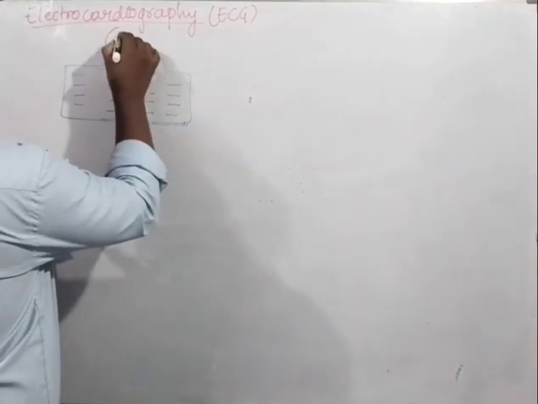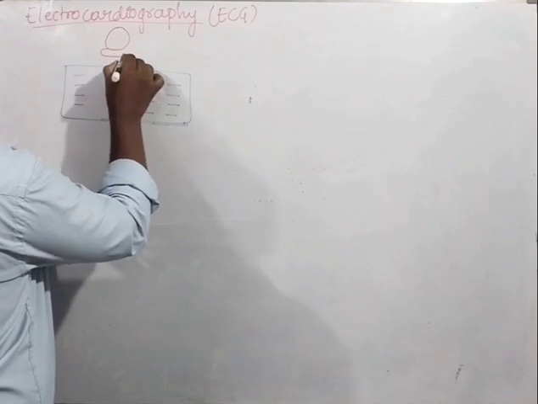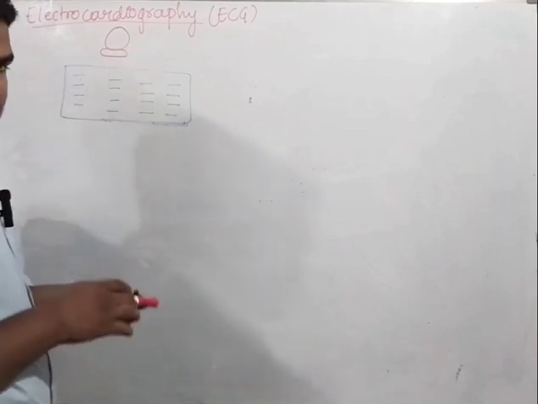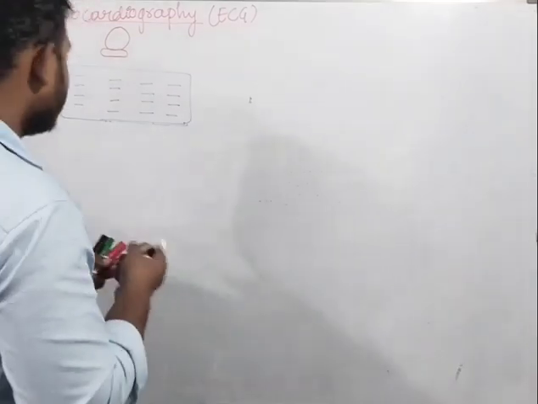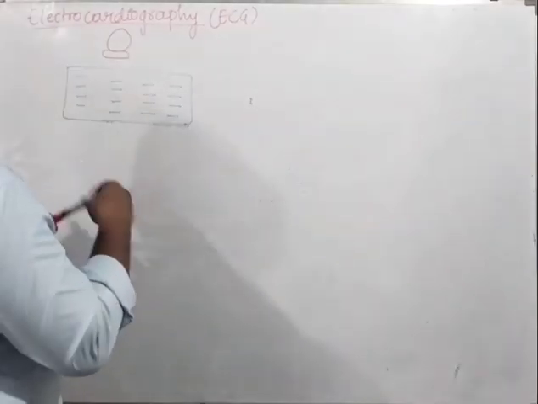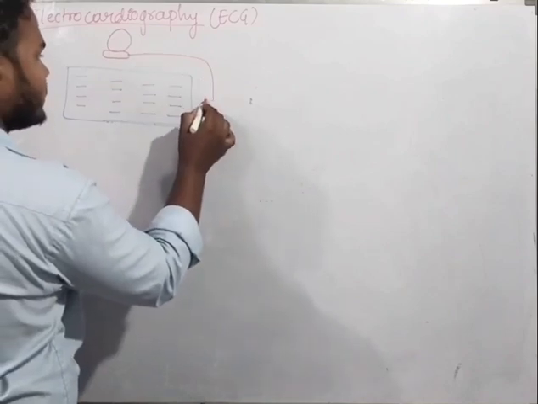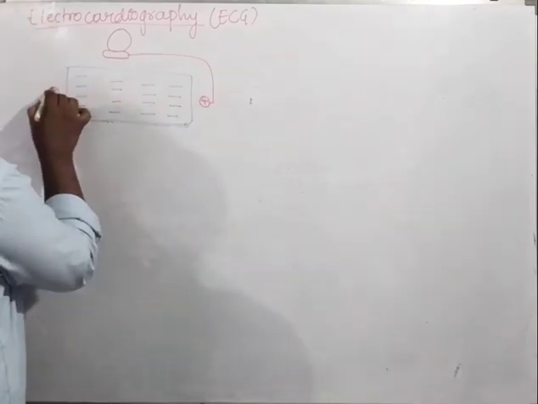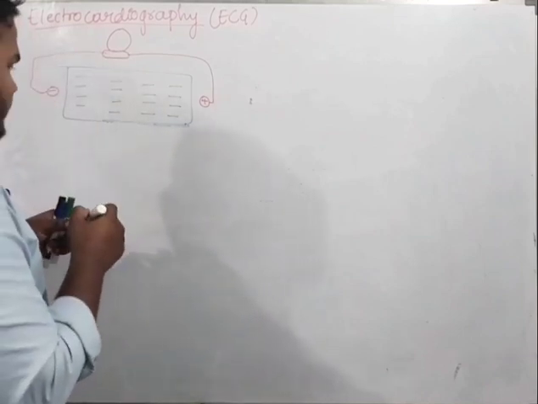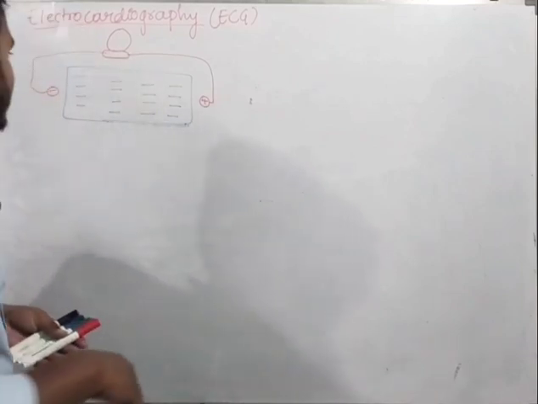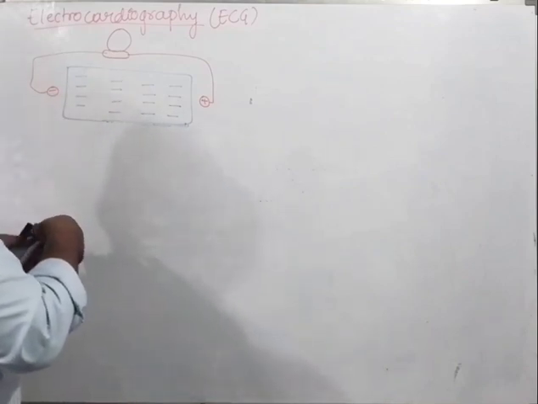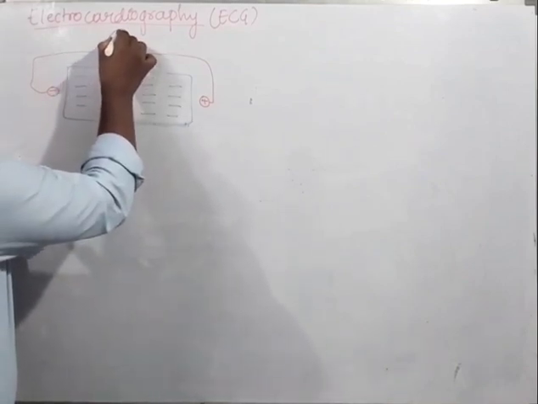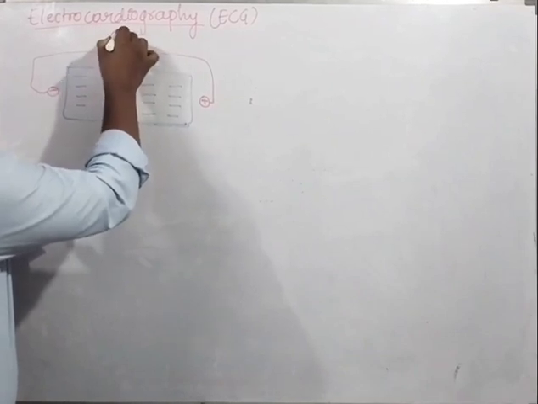Let's see, here we will attach the galvanometer. A galvanometer is a device that measures electrical current. Here the galvanometer is attached to a myocardial tissue, with a positive end and a negative end of the galvanometer. If the tissue is at the resting membrane potential, there is no deflection in the galvanometer. That is at the resting membrane potential.